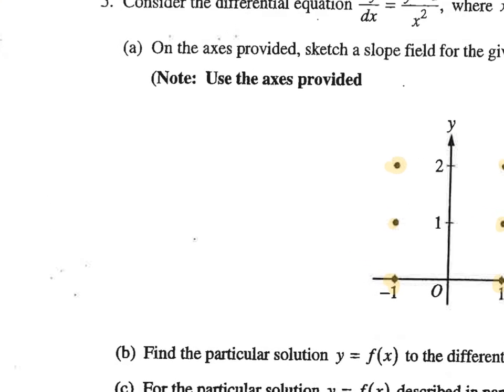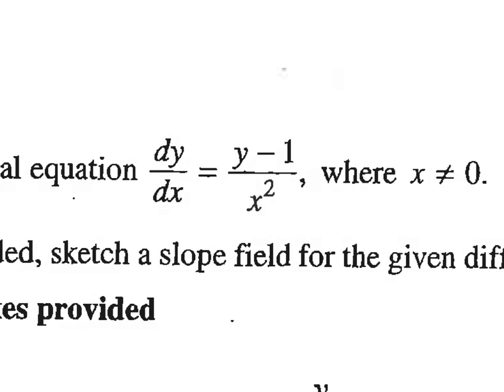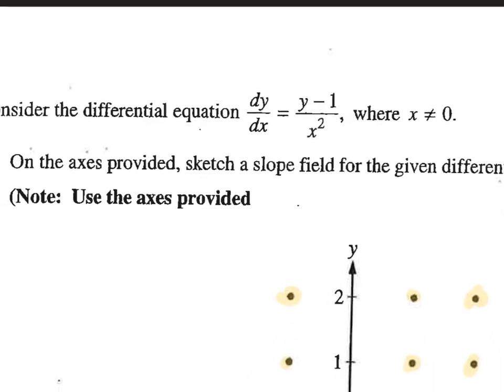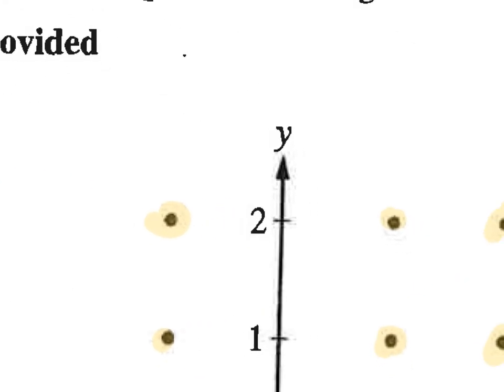So let's start with the first point up there in quadrant 2. Let's just look at the point -1, 2. At that particular point, we'd like to know what the value of the slope is. Well, we have an equation for the slope. It was given right here, dy over dx, which tells us what the slope value is. So we're going to plug the coordinates of the point into that. So that would be 2 minus 1 over -1 squared, which works out to be 2. So that means that at this coordinate point, we're going to draw a segment of a slope that has a value of 2. Okay, so something about like that.